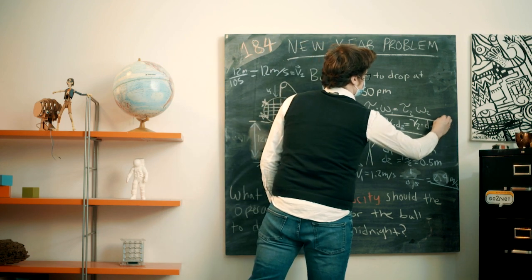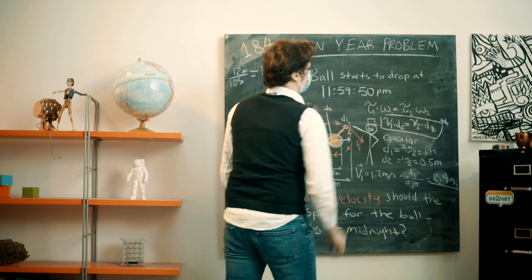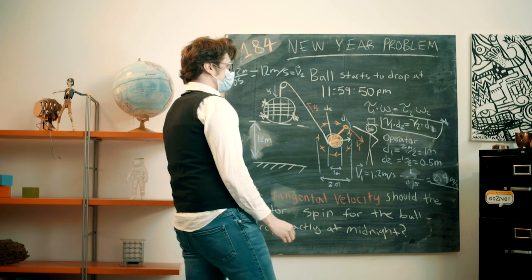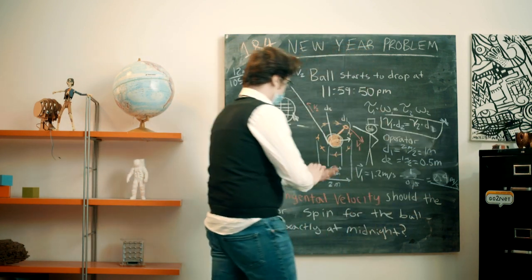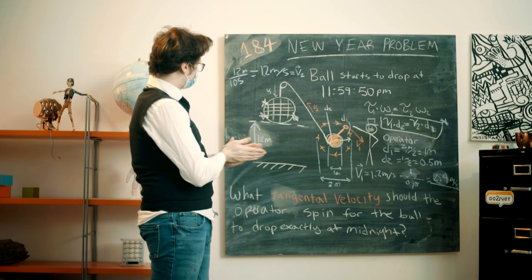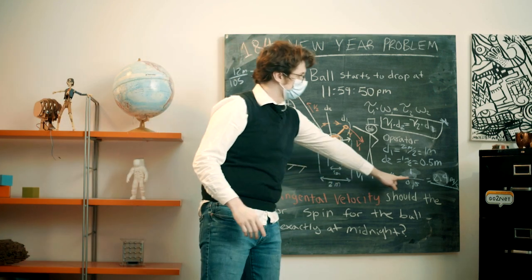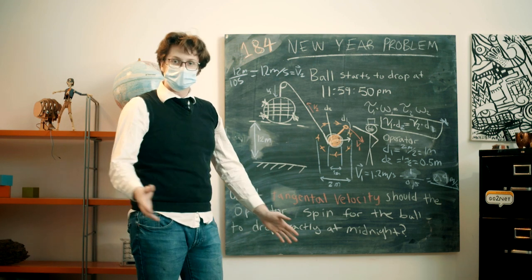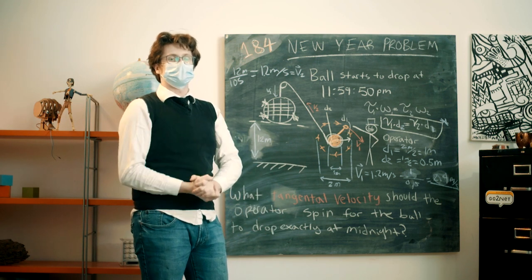We just want to make a small correction on this equation. It should be V2 times D1 equals V1 times D2. But there we go. That is our final answer there. So 2.4 meters per second is the tangential velocity that the operator should spin at. So I hope you enjoyed this math problem, and I'll see you in the next one.